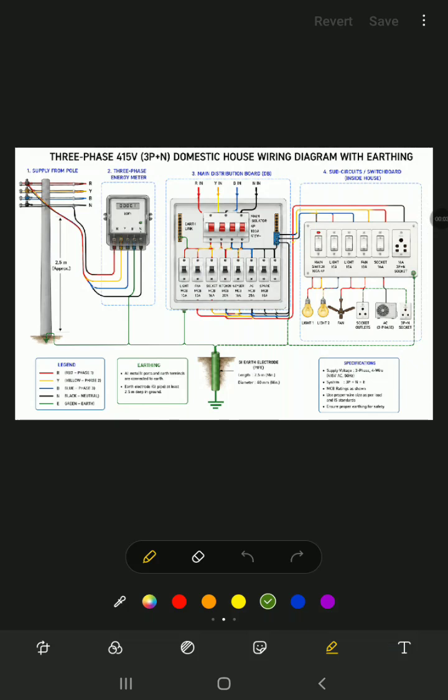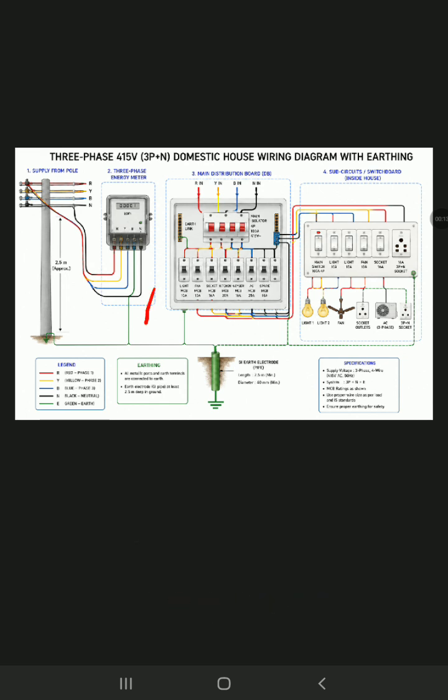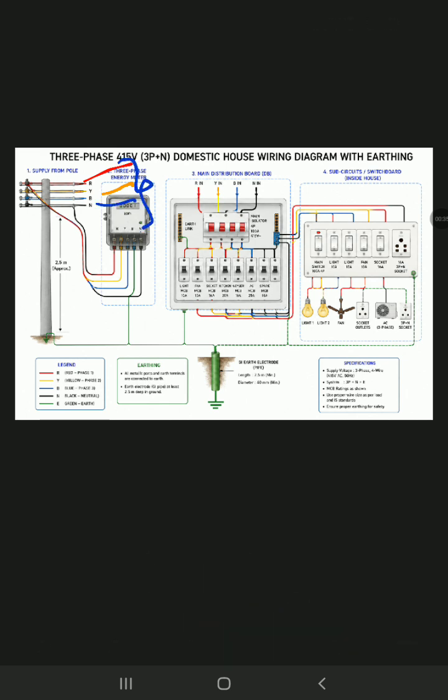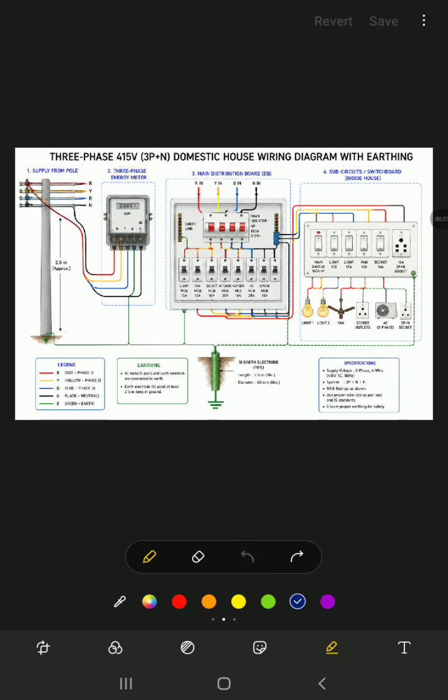Today we are going to see the circuit diagram of domestic 3-phase house wiring. As we have seen in our earlier video of single phase connection, here similarly we have a pole. From the pole we get 4 wires: R, that is the first phase, Y and B, which together make the 3 phase, and neutral. We all know that neutral is common, so it is connected to a meter.